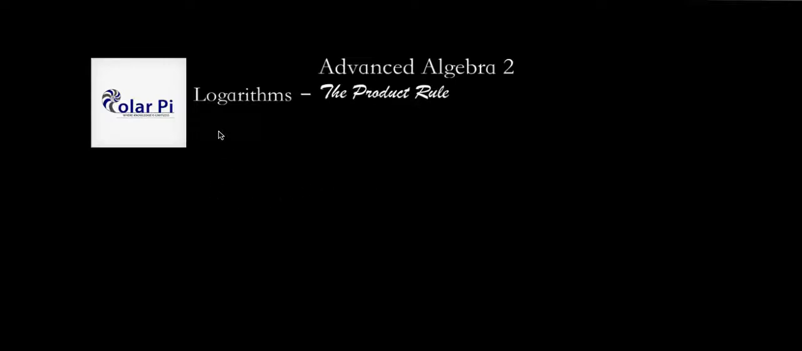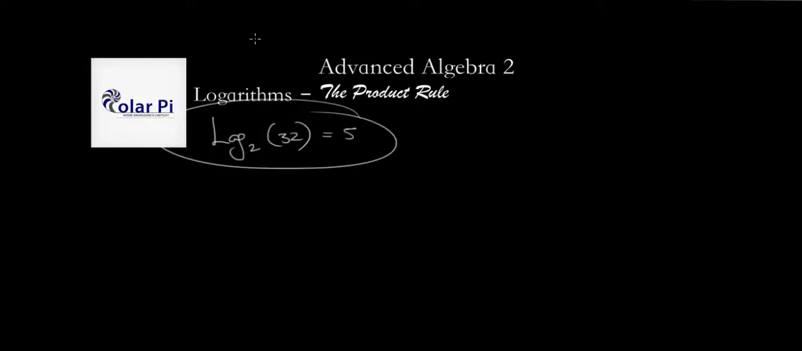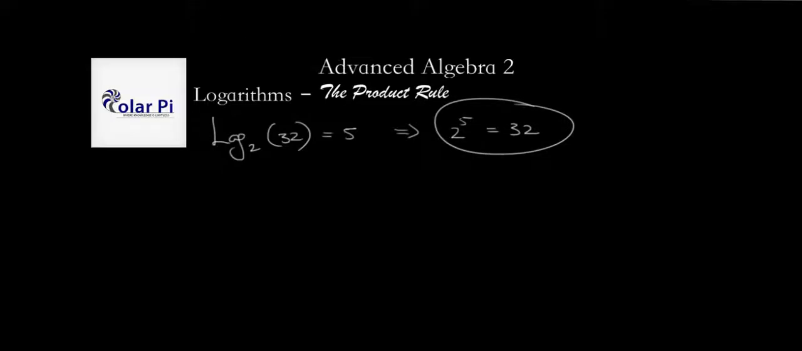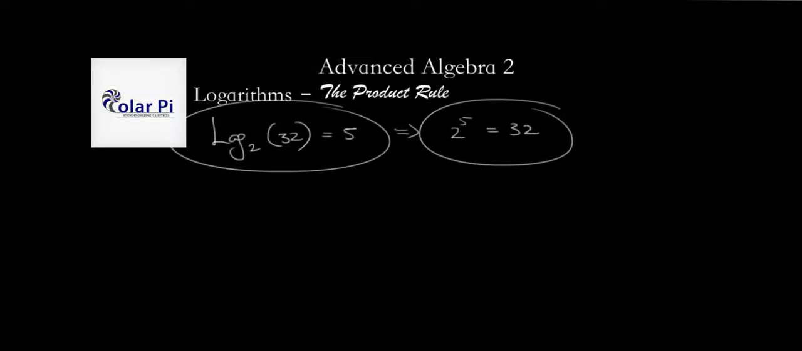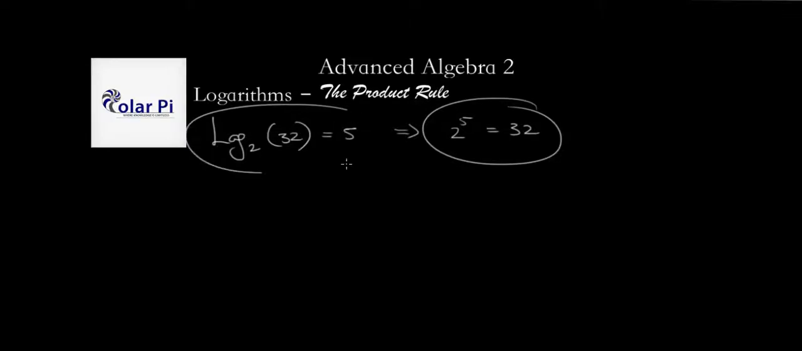Let's get a feel for this product rule by first writing log base 2 of 32. Now, we all know the log base 2 of 32 is equal to 5 because from the definition of logs discussion, we know that this is called the logarithmic form, and it's equivalent to the exponential form, which translates this to saying 2 to the 5 is equal to 32. Because this and this are equivalent, if this is true, this must be true.